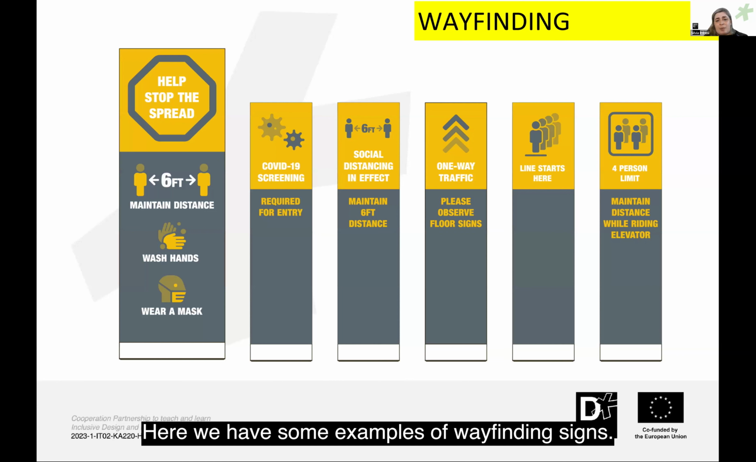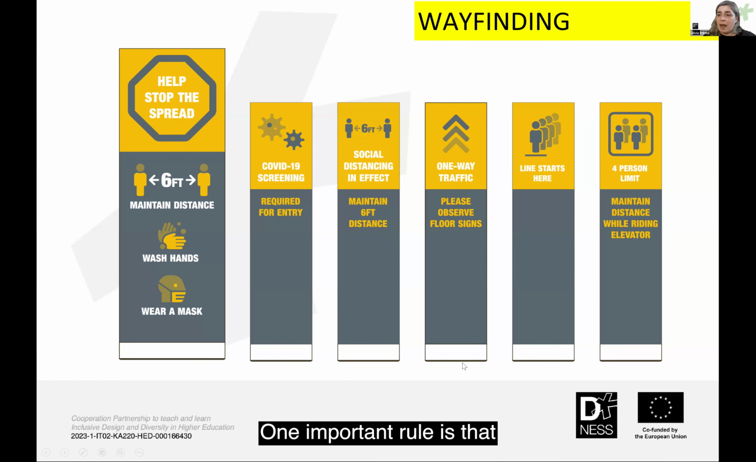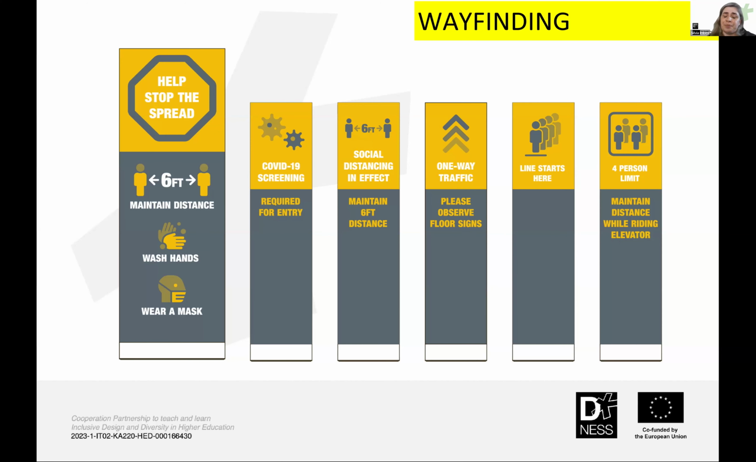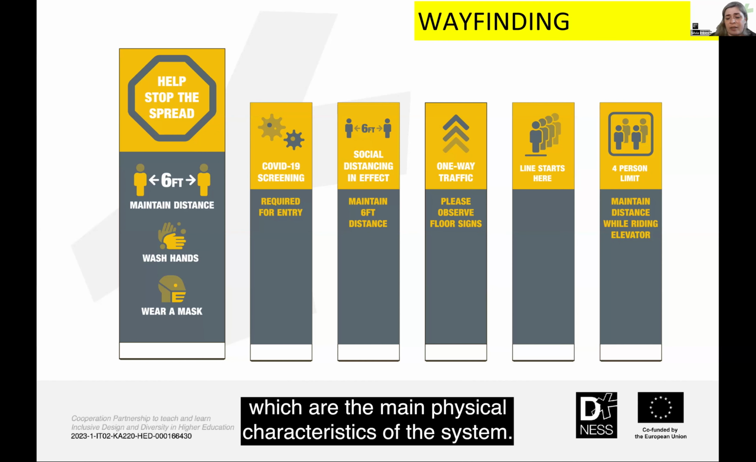Here we have some examples of wayfinding signs. One important rule is that we should recognize the different signs as belonging to the same family. So before noticing what the sign is saying to us, we should understand that it is a part of a system, and we should understand which are the main physical characteristics of the system.